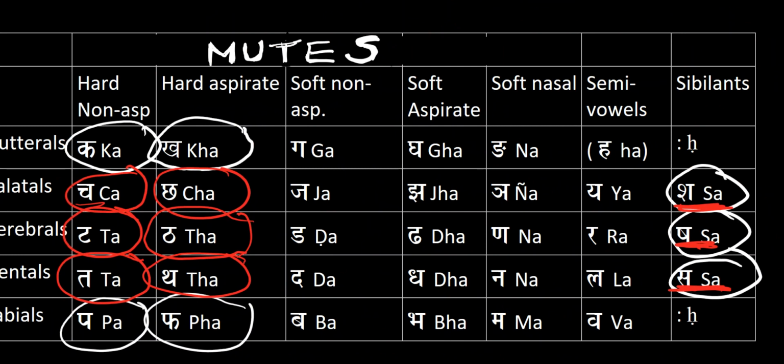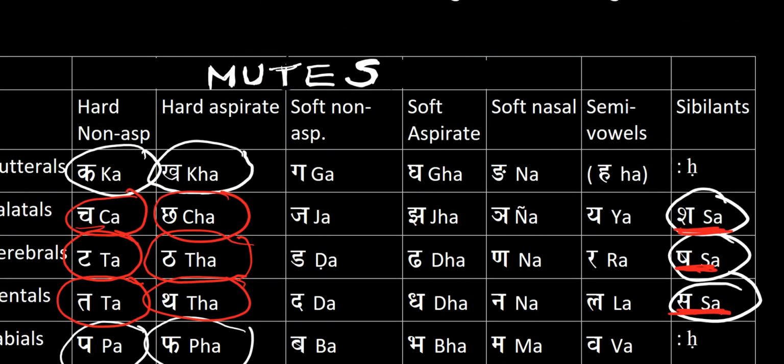So that is why when you come across a visarg being followed by a sha or sa, it's like it has already been changed. Okay? The visarg is only going to change to the sibilants when it's followed by its respective categories.